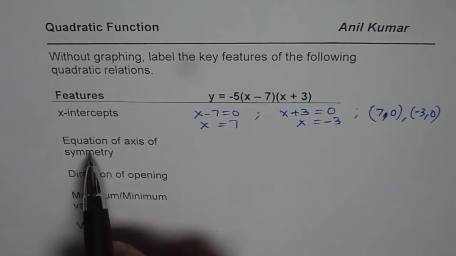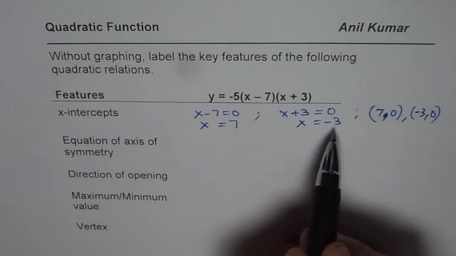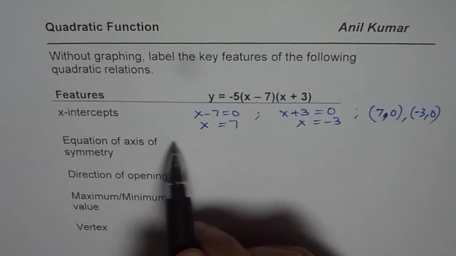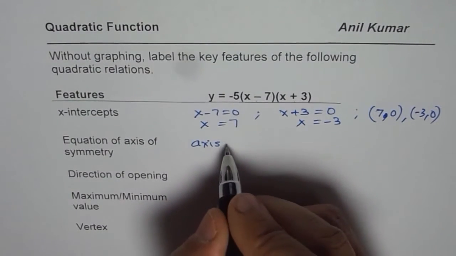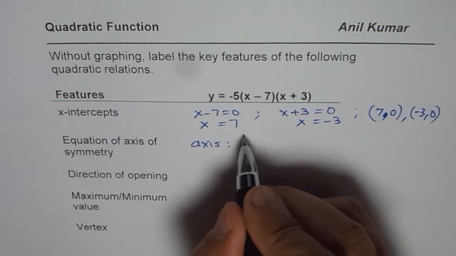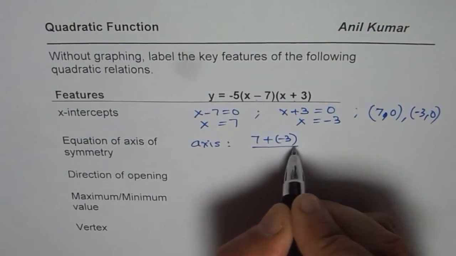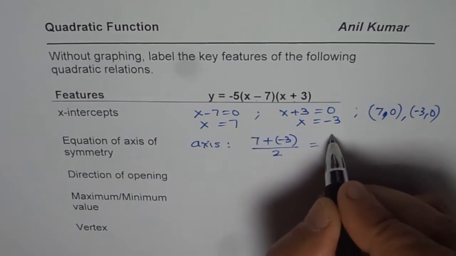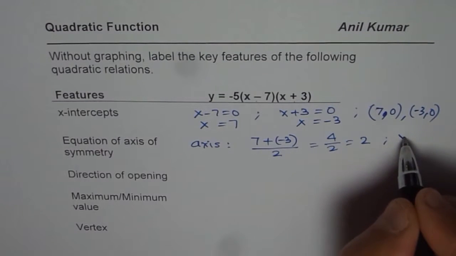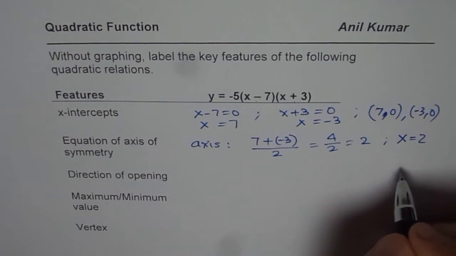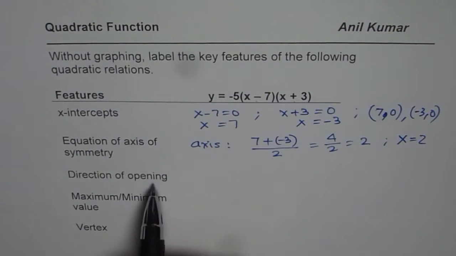Now the second question is the equation of the axis of symmetry. Since we have these two x-intercepts known to us, the axis is midway between them, right? So the axis is midway between the x-intercepts. You can add them and divide by 2. So 7 plus minus 3 divided by 2. When you add them, you get 4 divided by 2, which is 2. So the axis is x equals 2. That vertical line, the equation is always x equals something. Remember that part.